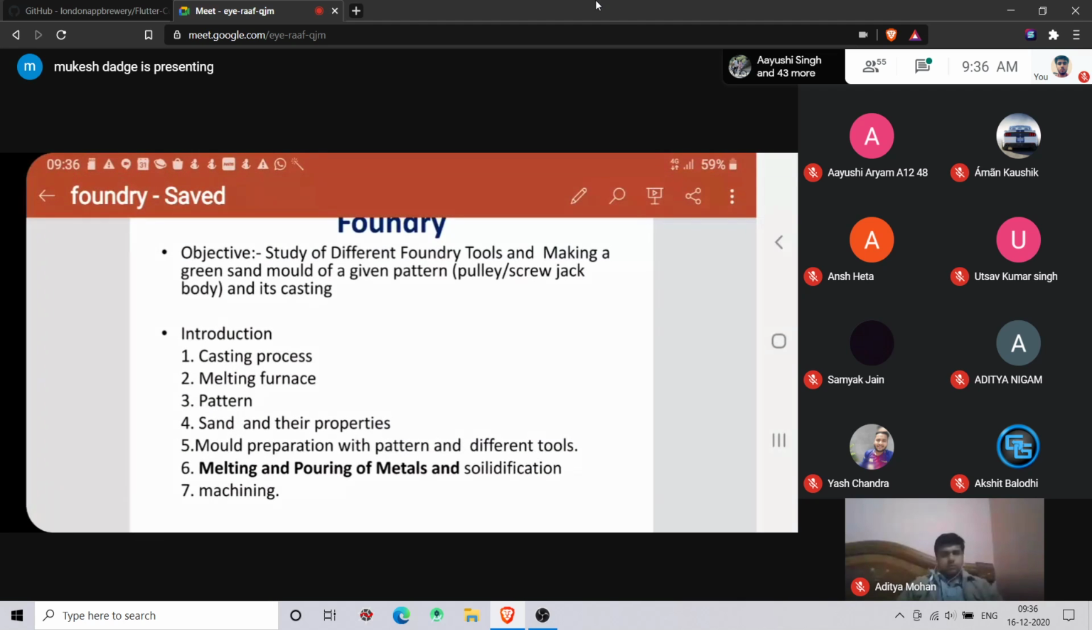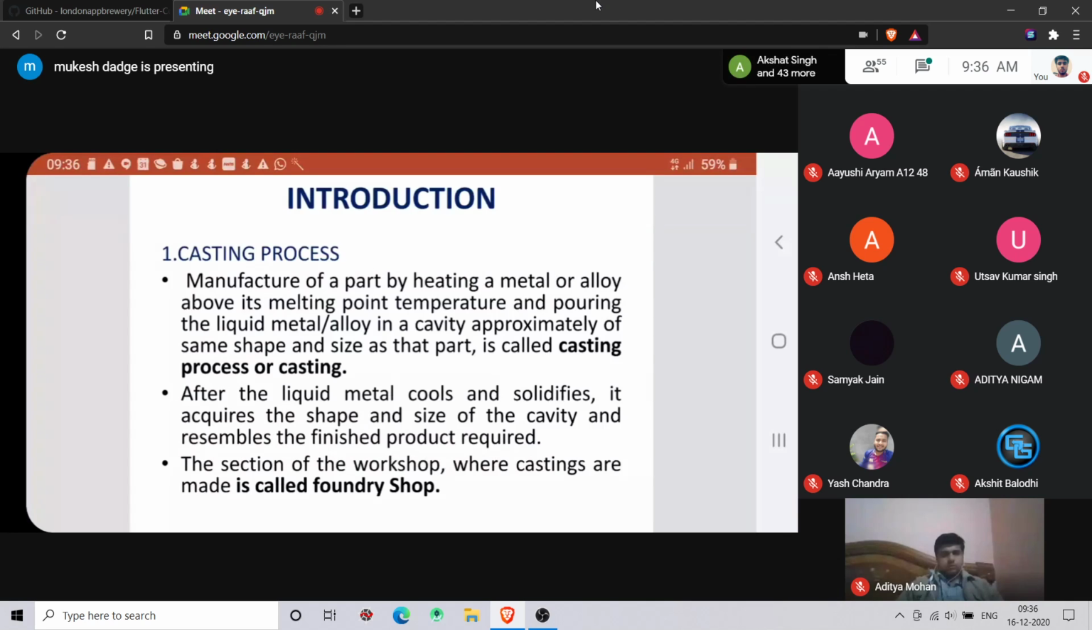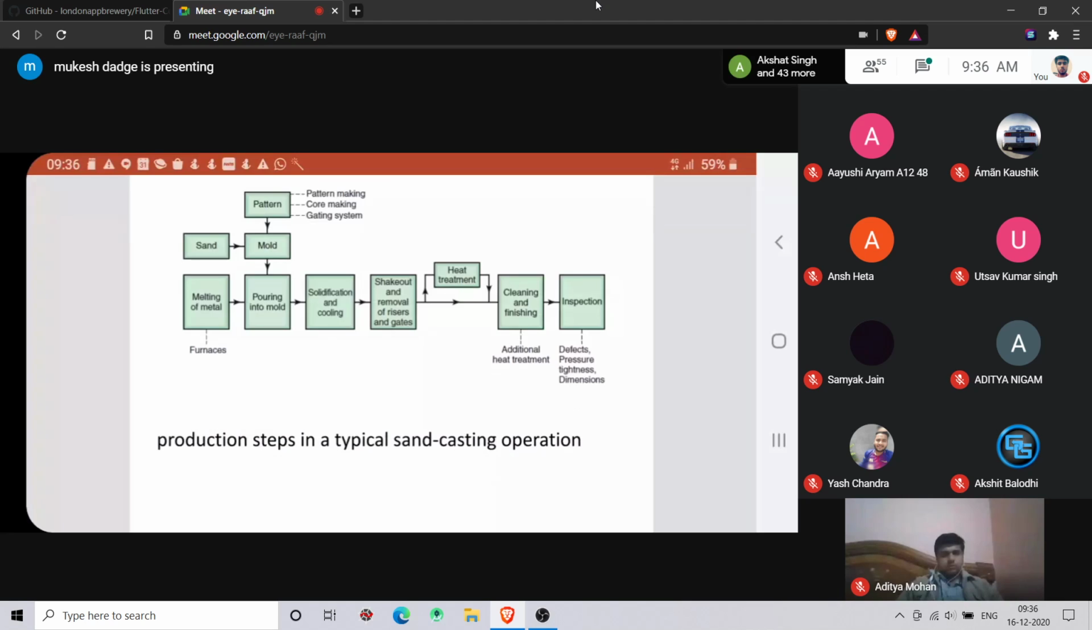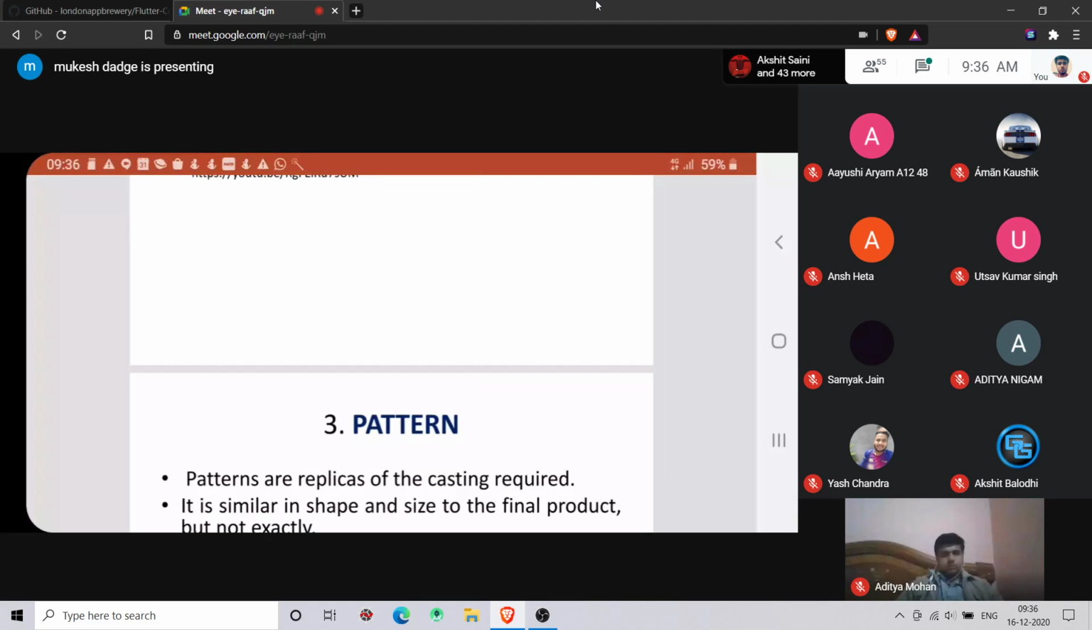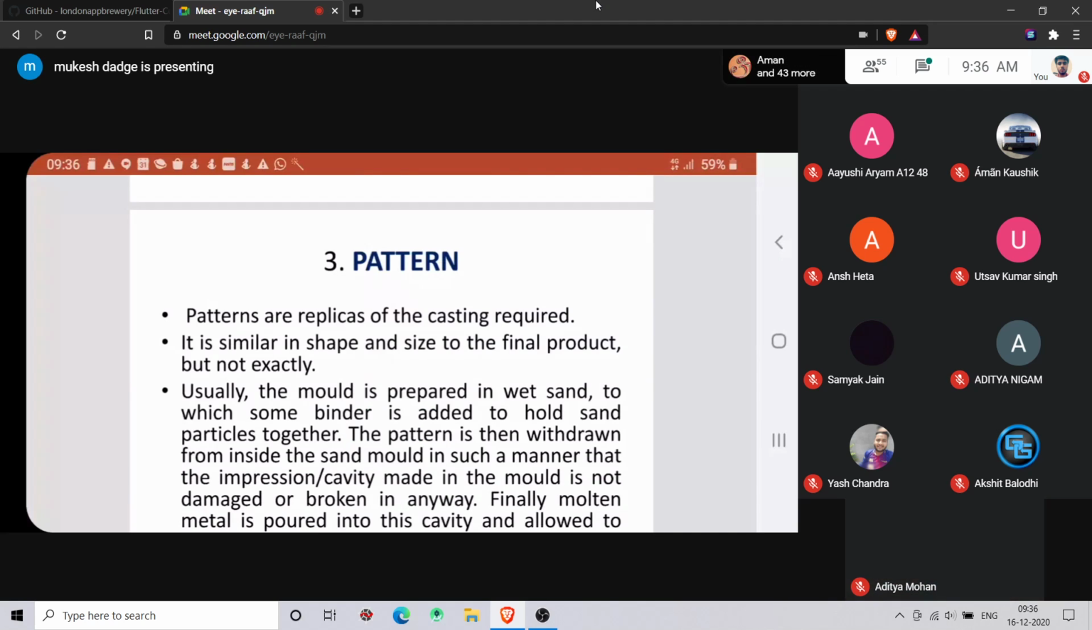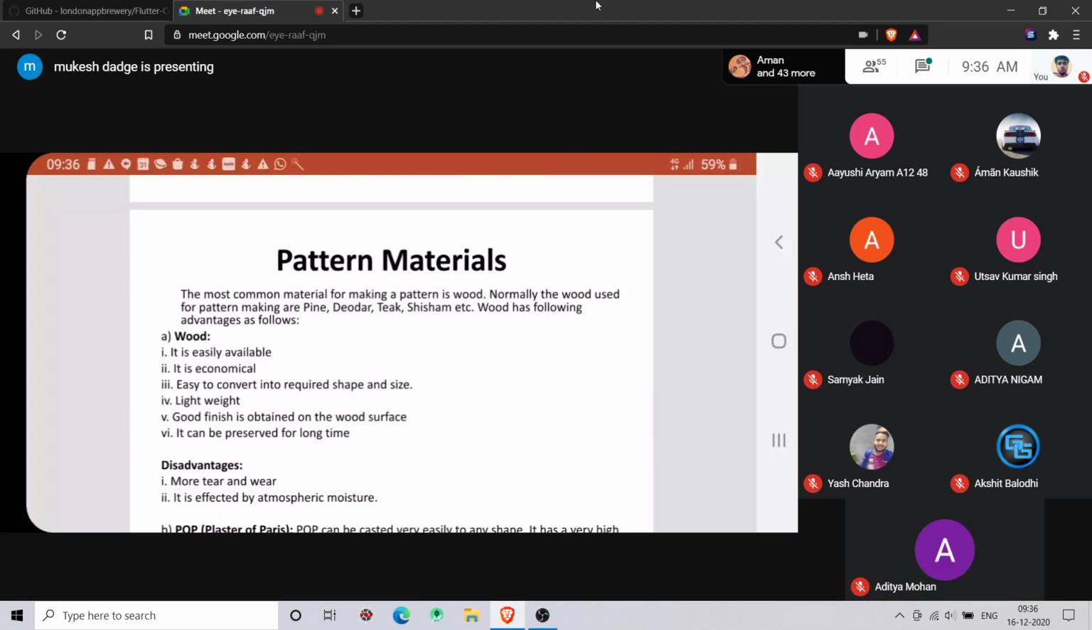So, objective in introduction, casting process, you write down casting process. So first slide, right? This figure you have to draw, right? Induction furnace, just write down the induction furnace, no need to draw any drawings and all these things. Pattern, right? So you write down only the pattern materials, right? No need to draw, write down advantages, disadvantages, right?